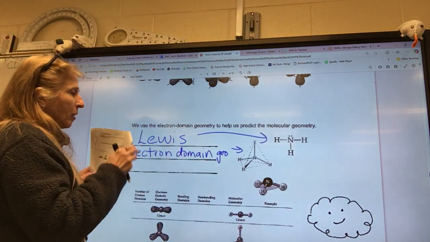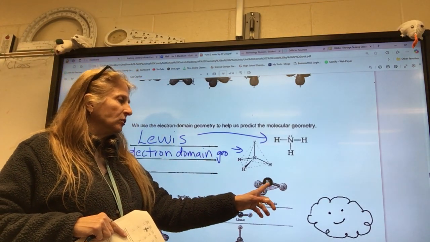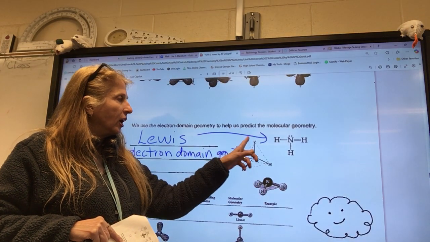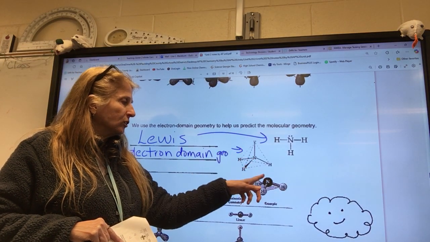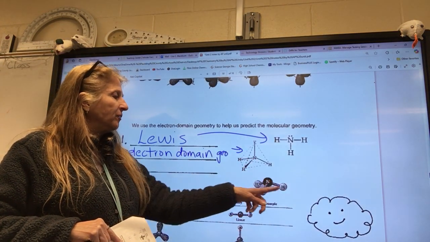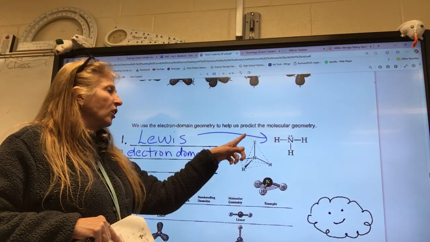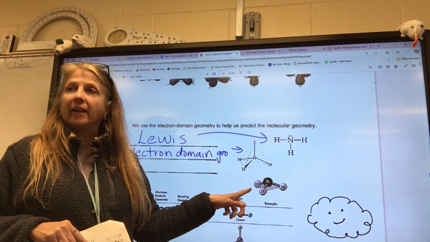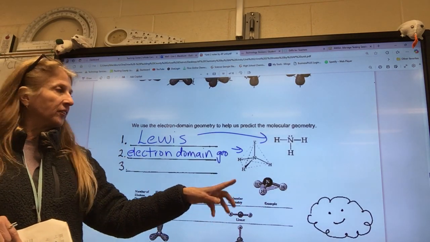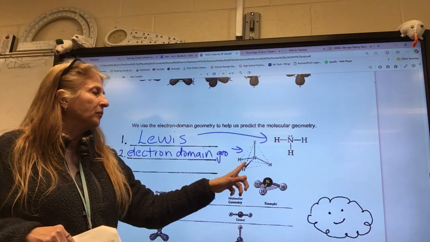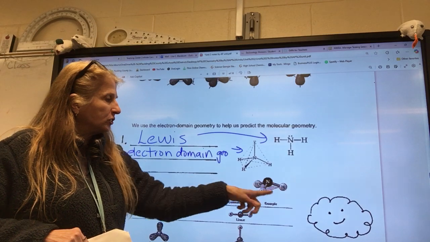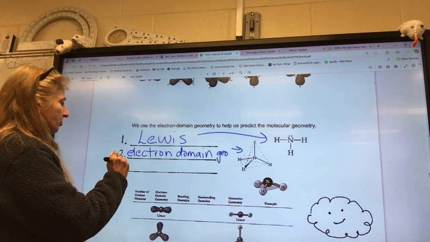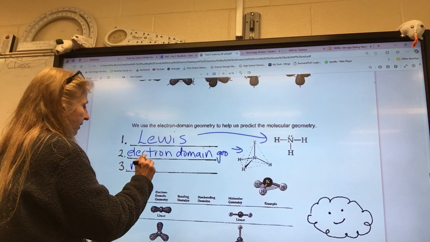And then when you do your final shape, you don't show the lone pairs, but you can tell it affects the geometry. This lone pair is pushing those hydrogens down and away. Can you see that? Because it's a big old negative. It's more negative than these bonds. And so it's pushing them away, but we don't show that. That is called molecular geometry.